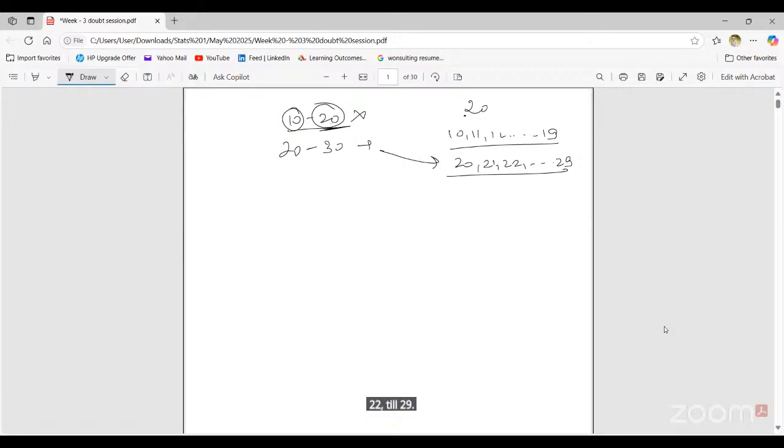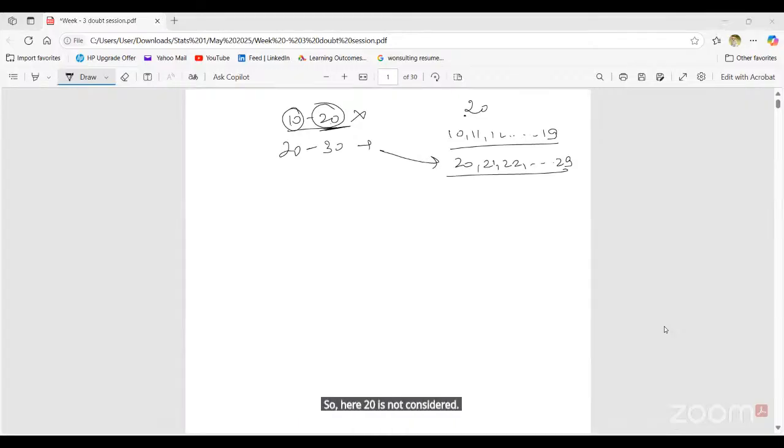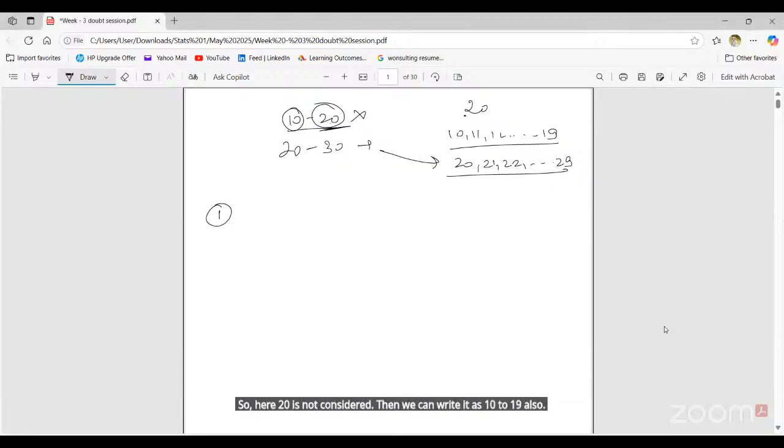Got it? But ma'am, the interval we are writing is from 10 to 20, so here 20 is not considered. Yeah, correct. Then can we write it as 10 to 19 also, ma'am? No. We have to make it a continuous interval. So this is continuous.